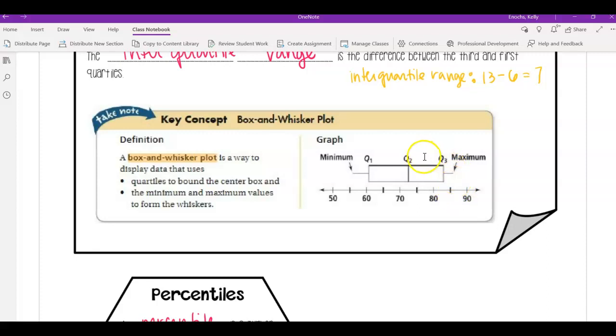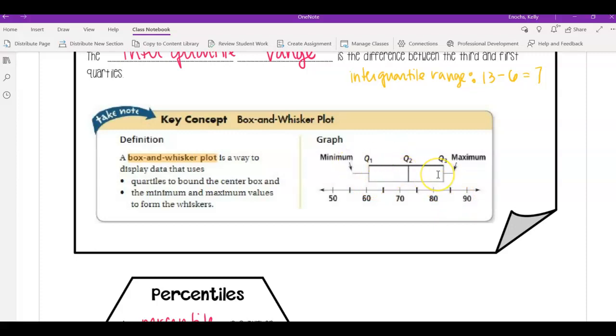You can go through and find the median of the data. That's going to be right here in the middle of the 2 boxes, so somewhere around 72, 73. And then you can find the middle of the first half of your data, and that's your first quartile, and the middle of your second half, that's your third quartile. So you could estimate those as well, somewhere around 61 and 82.